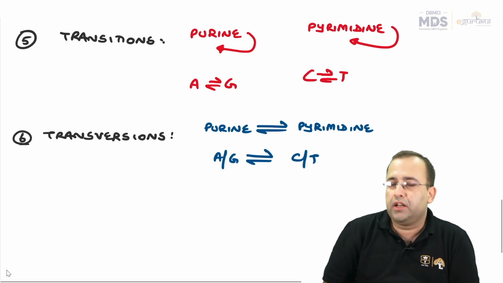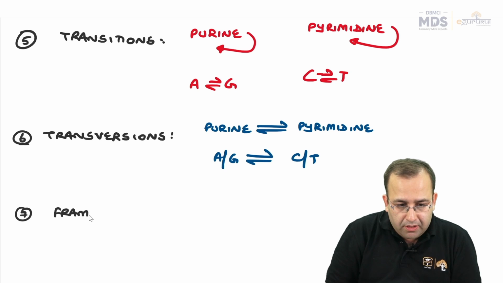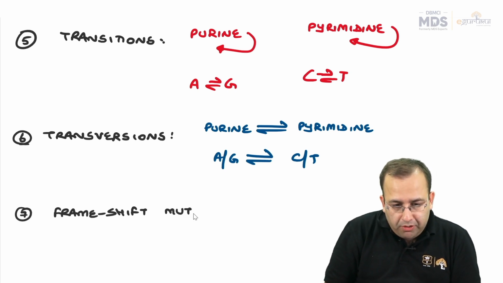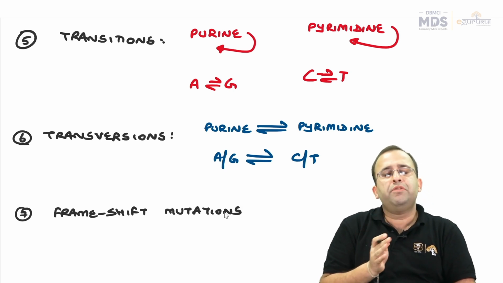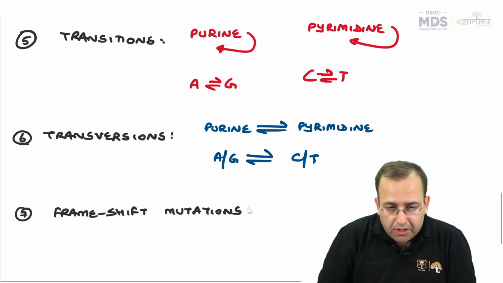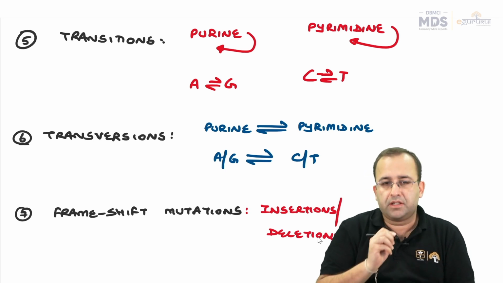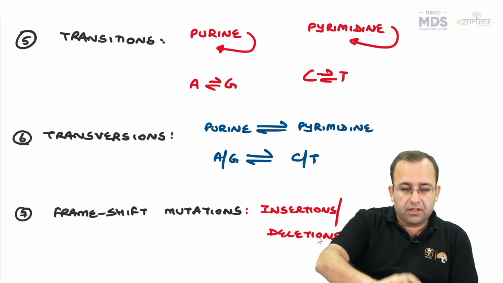And the last category of point mutations are frame shift mutations. Frame shift mutations occur because of insertions or deletions.